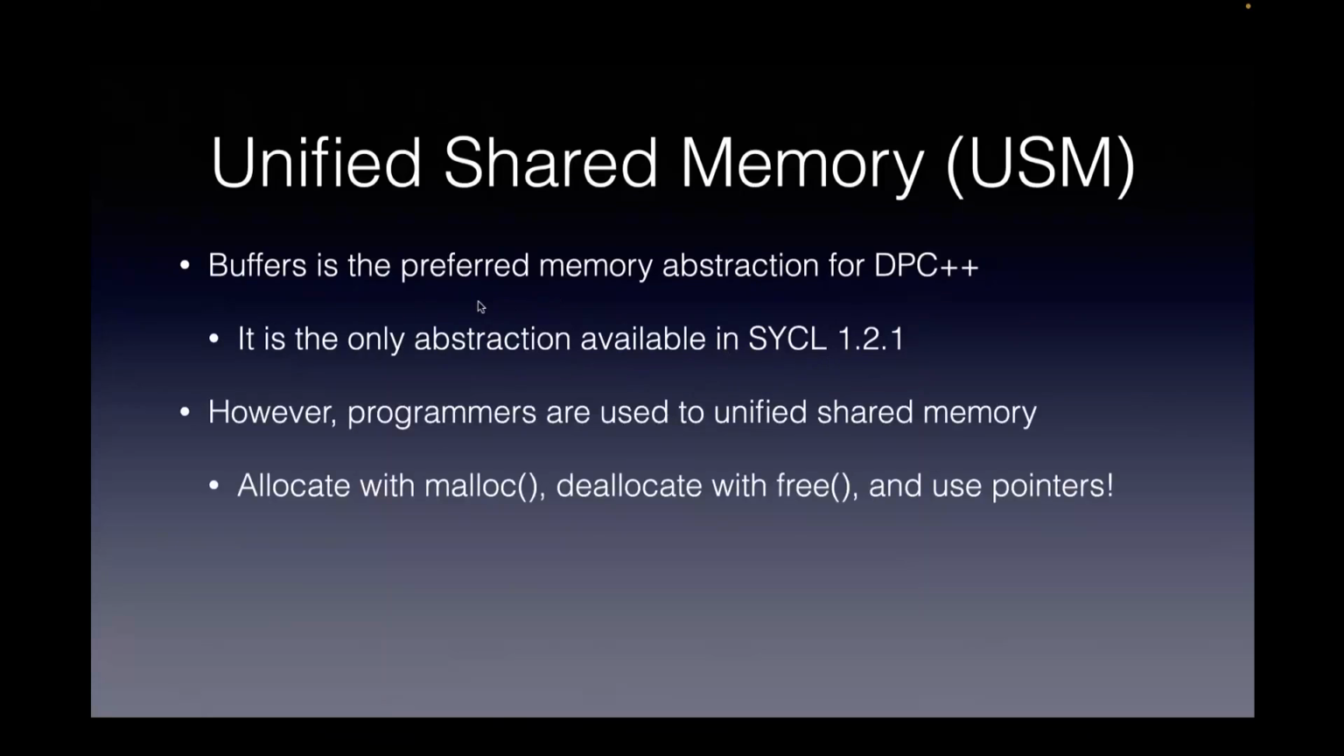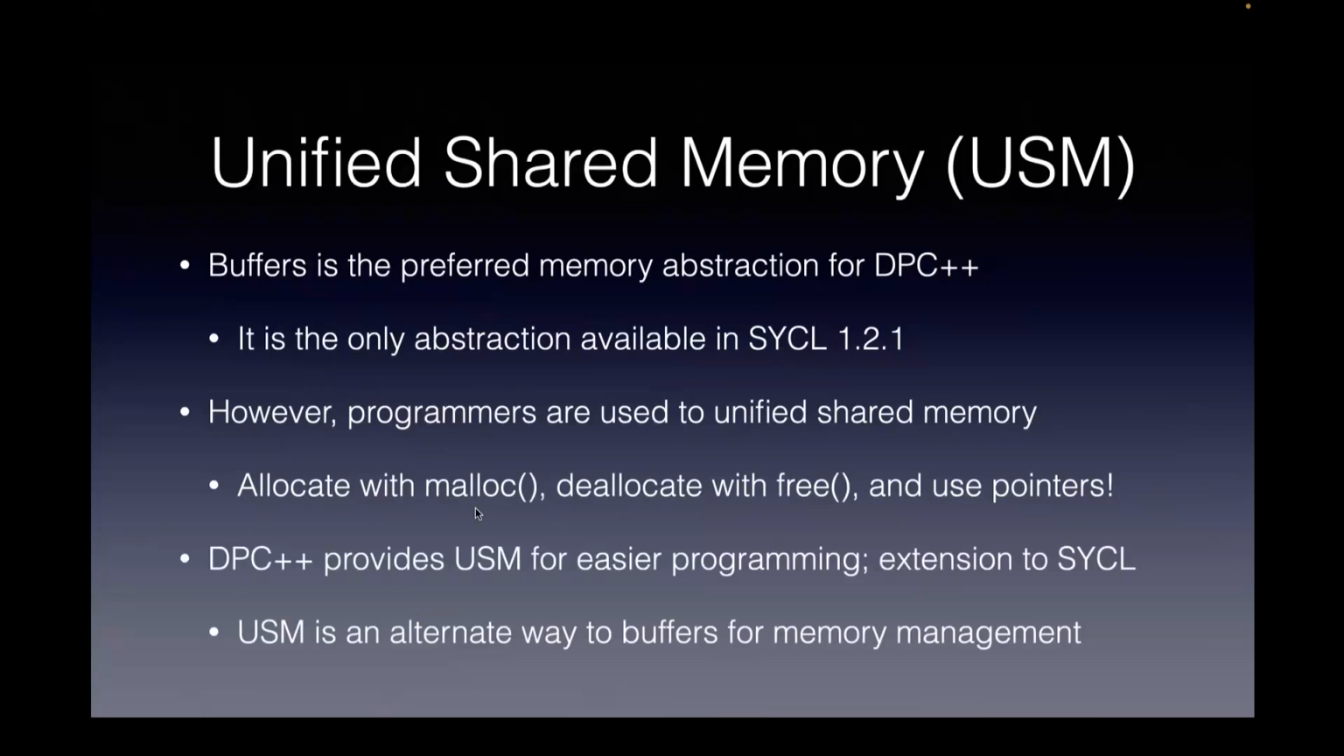However, programmers are used to unified shared memory, right? What is unified shared memory? It's where you allocate with malloc, deallocate with free, and use pointers to move back and forth. So the question that the DPC++ community was faced with is, can we extend the concept of unified shared memory to be able to use malloc or a modification of malloc to actually allocate memory and then to use pointers?